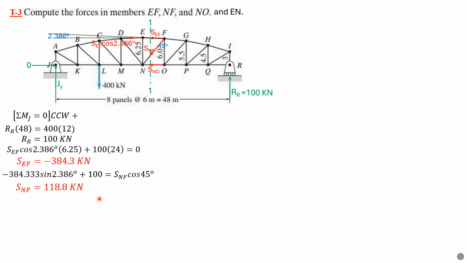Then having found SNF, last would be SNO. We sum up moments about F equals 0. Clockwise positive, so SNO times 6 equals the counterclockwise moment, 100 times 18. So 3 panels, so 18. Summation of moments about F: SNO times 6 equals 100 times 18.